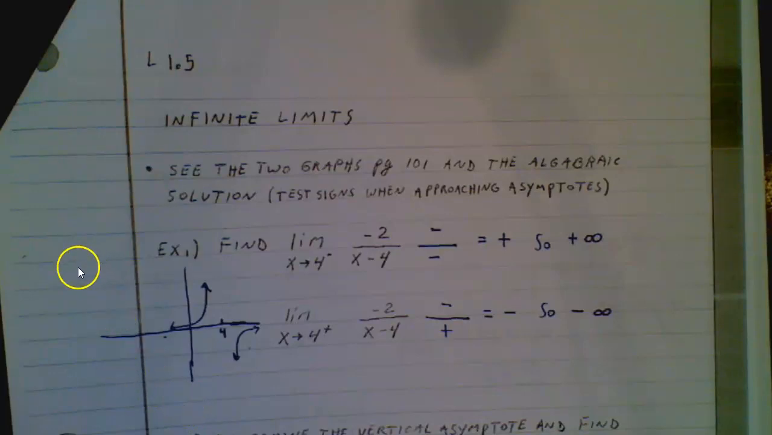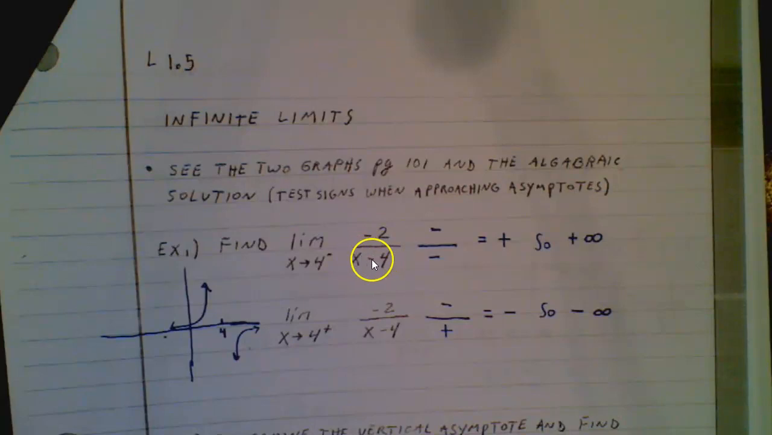Alright, so we're getting into lesson 1.5 today, and we are looking at infinite limits. And we talked a little bit about this in our last video, as far as just sort of testing signs to see whether you're approaching a positive infinity or a negative infinity. Remember that having an asymptote in your graph is what's going to cause you to see those infinite limits. So that's kind of the first thing that we're looking for here.